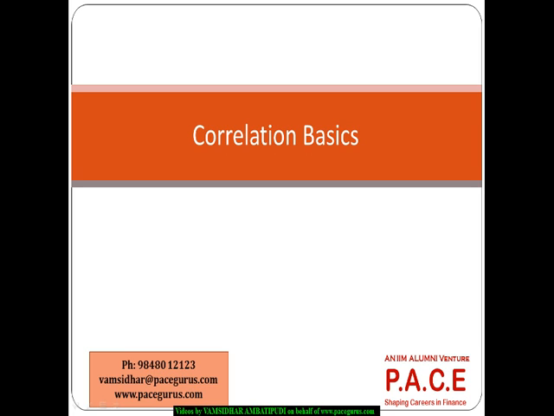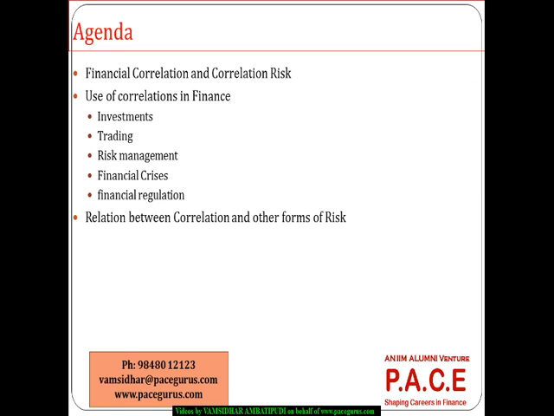So from that perspective, just getting started with a few basics around correlation. A typical thing that gets covered is we'll look at the concept of financial correlation. What do I mean by it? And what is the kind of risk that is driving it? In which areas are we using correlations, especially in finance? Almost all the major areas we are able to see. We are using it in investments, you will be using it in trading. Risk management uses the concept of correlations heavily.